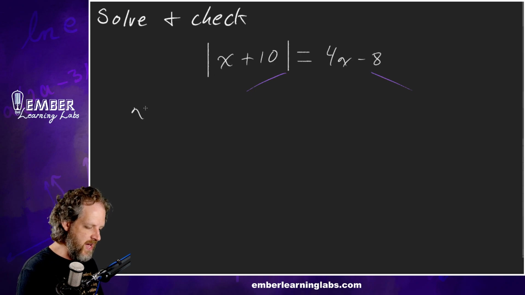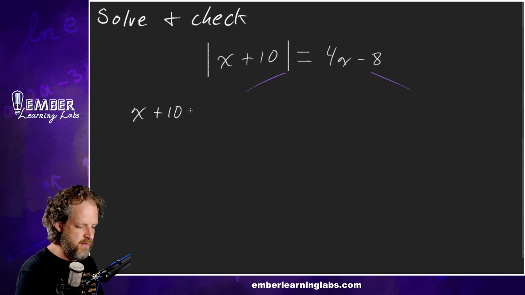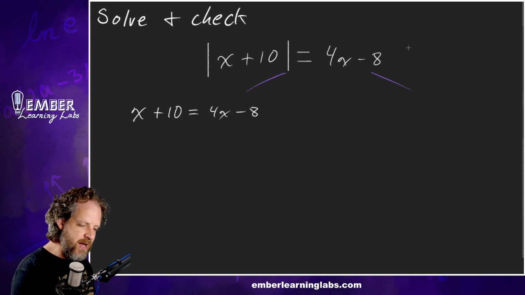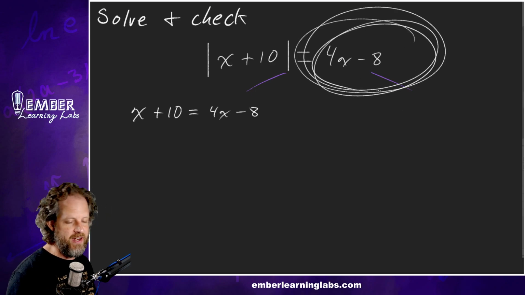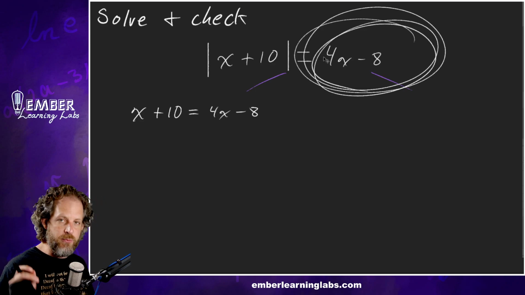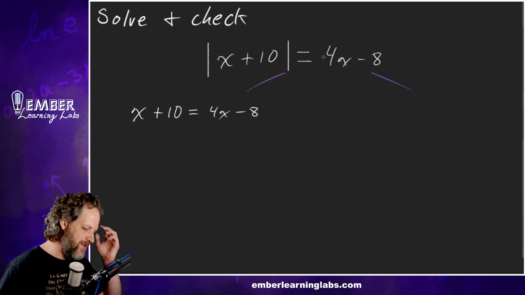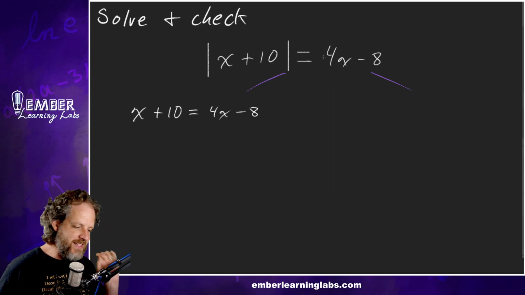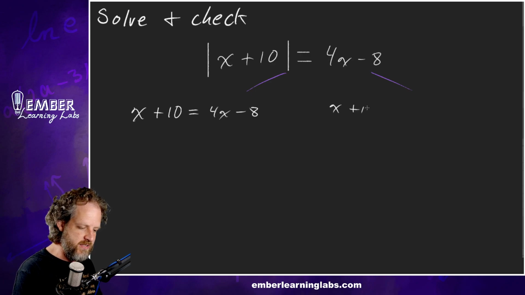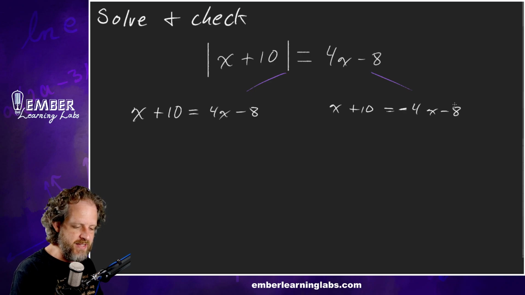Right? So it's x plus 10 equals 4x minus 8. The negative version, now this is where this gets tricky. The negative version has to make this whole thing negative, not just the 4. That is very important. That's muy importante. I need to learn a few other languages for that phrase.